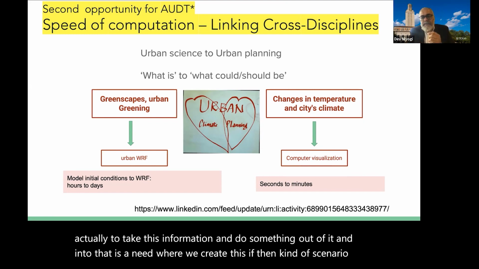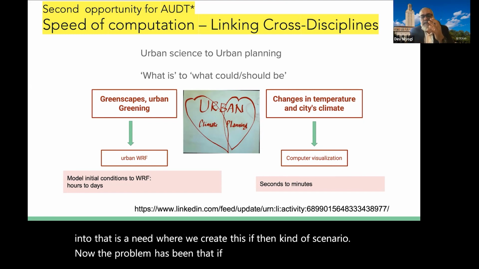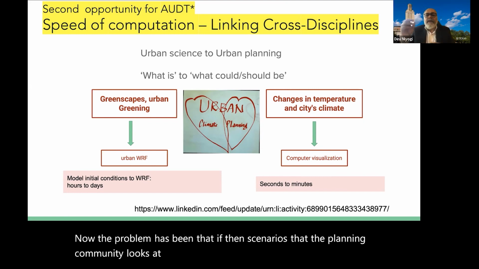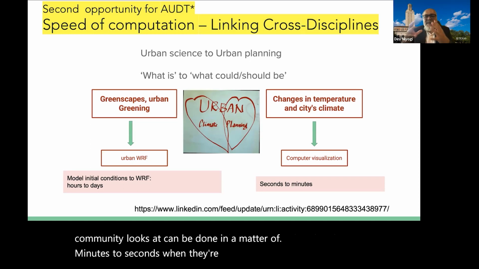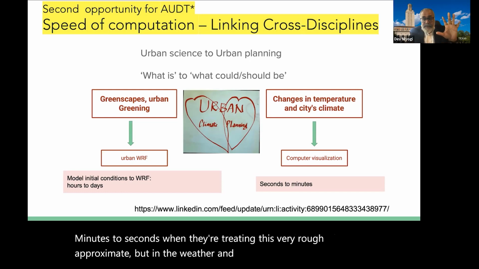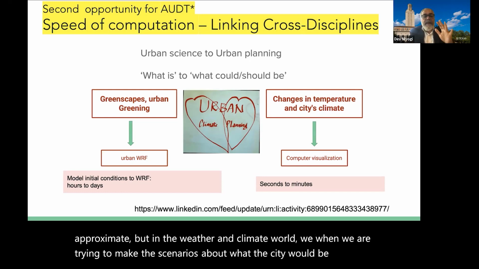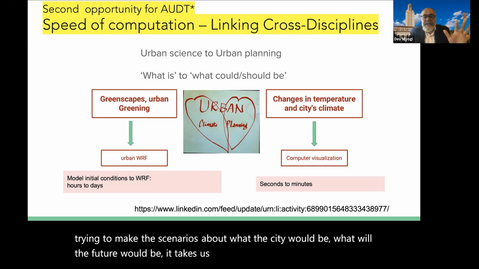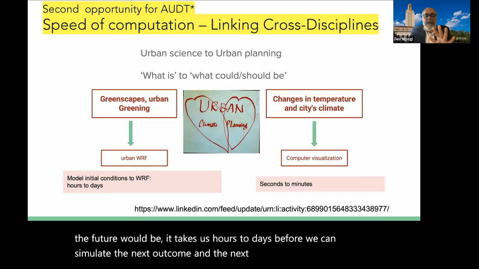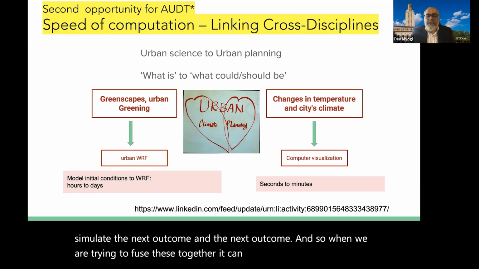Now, the problem has been that the if-then scenarios that the planning community looks at can be done in a matter of minutes to seconds when they're creating this very rough approximation. But in the weather and climate world, when we are trying to make scenarios about what the city would be, what the future would be, it takes us hours to days before we can simulate the next outcome and the next outcome. And so when we are trying to fuse these together, it can't be computationally feasible at this stage.